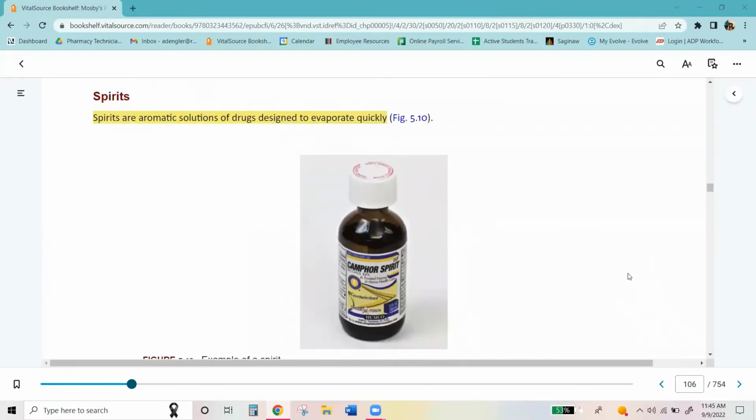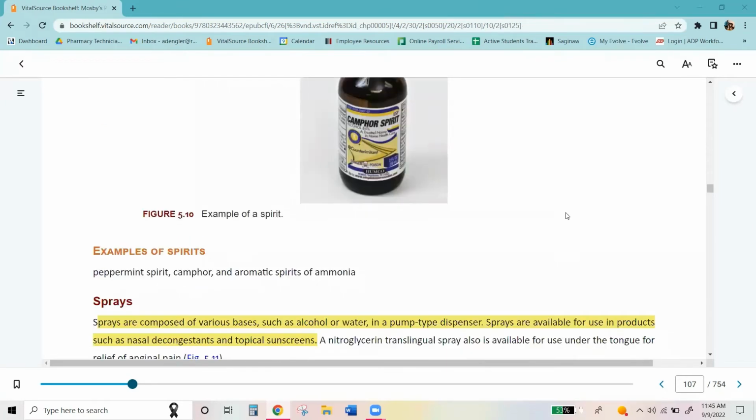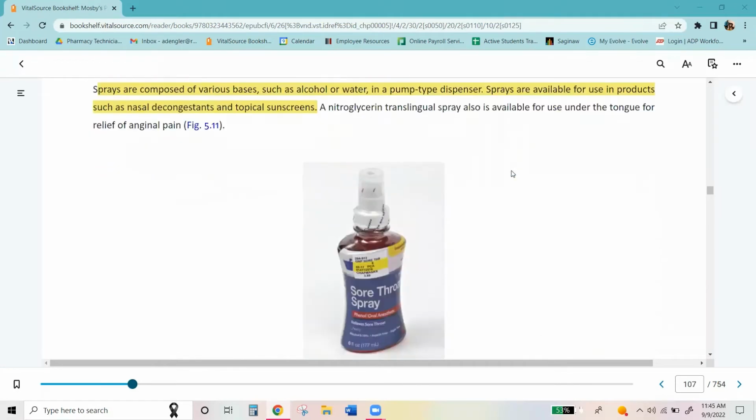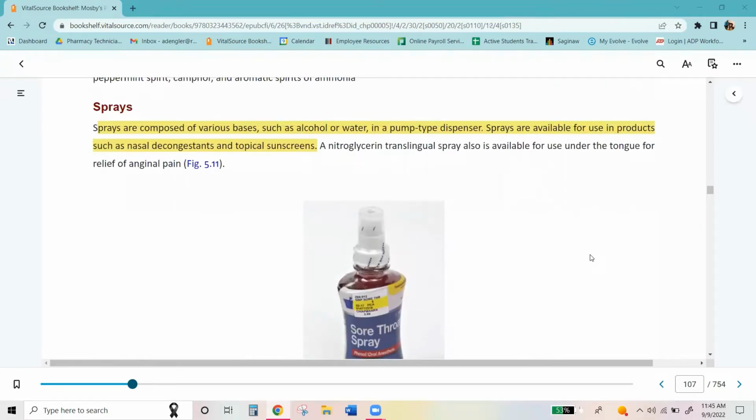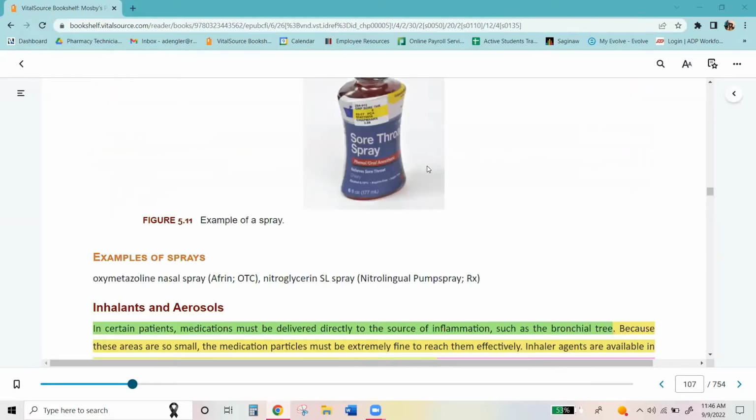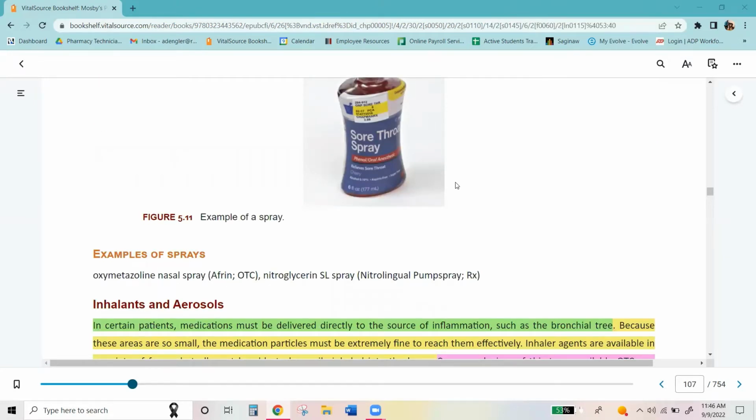Spirits are aromatic solutions of drugs designed to evaporate quickly. Sprays are composed of various bases, such as alcohol or water. They are in a pump type dispenser. They're available for use in products such as nasal decongestants, sunscreens. There's also the nitroglycerin translingual spray that's used for chest pain. And then, of course, here's the sore throat spray that's over the counter.